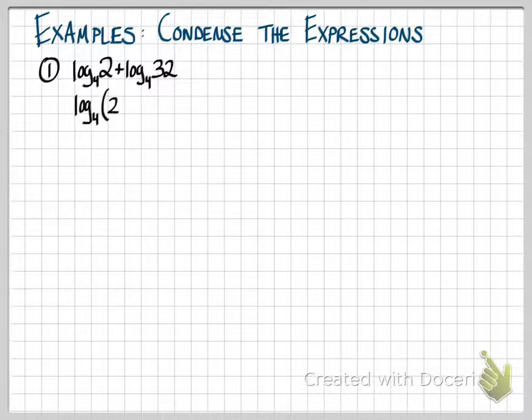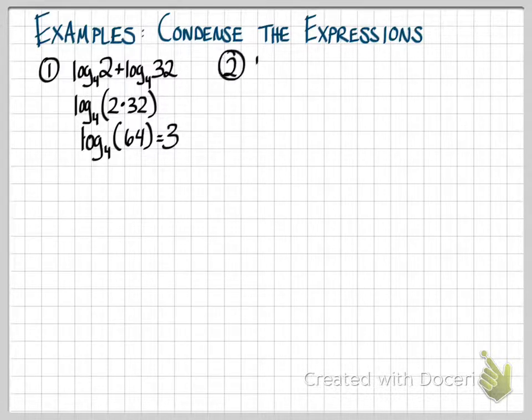In this first example, we have log base 4 of two quantities that are being added. So we're going to use the product rule to put them together as a product. And of course, we're going to simplify. And log base 4 of 64, we actually know the answer is 3, because 4 to the 3rd power is 64.